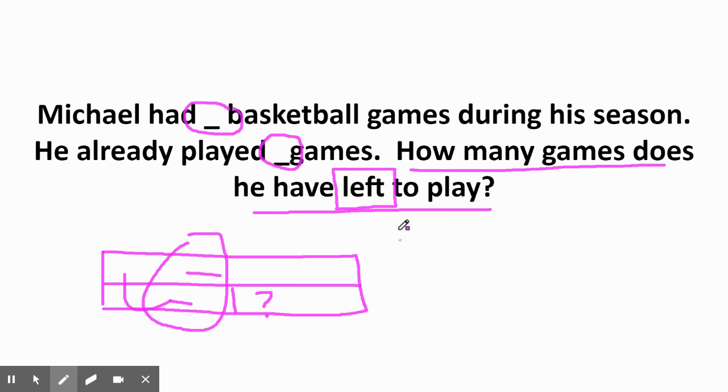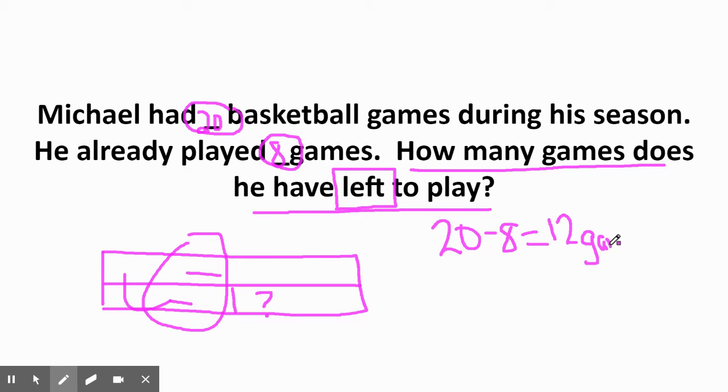So I'm going to say, let's put some numbers in there. He had 20 games in the season, and he's already played 8 games. So I would subtract this problem. 20 games minus 8 equals 12 games left.